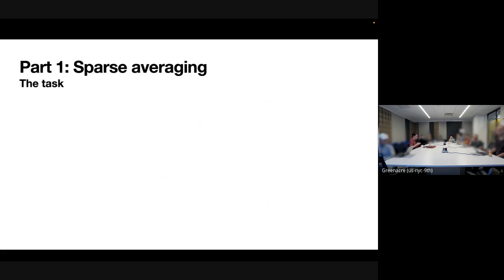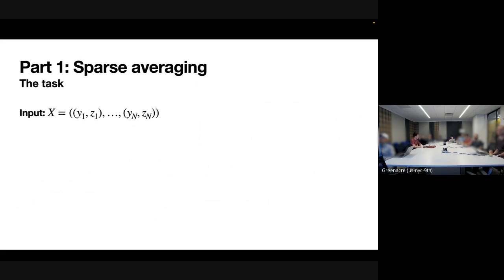So now I want to introduce the two tasks we do and talk about some of the results, and then we can go a little more in depth into what they mean and how we prove them. The sparse averaging task is one of the tasks that we do, and it is intended to show the expressive powers and limitations of a single unit of attention.